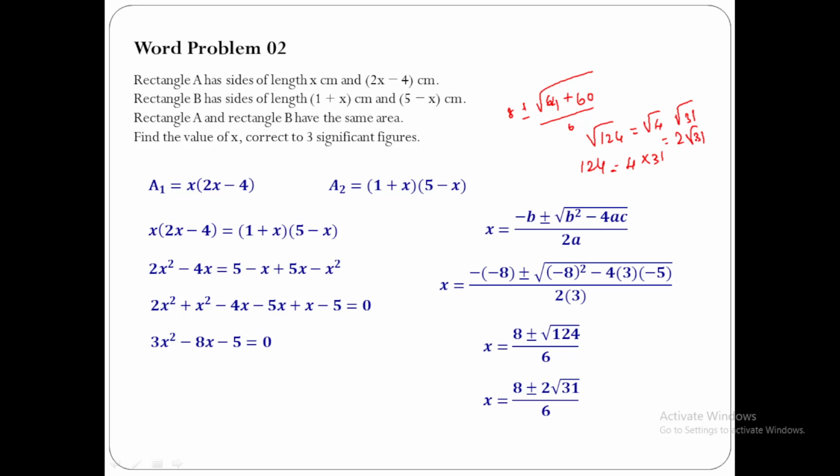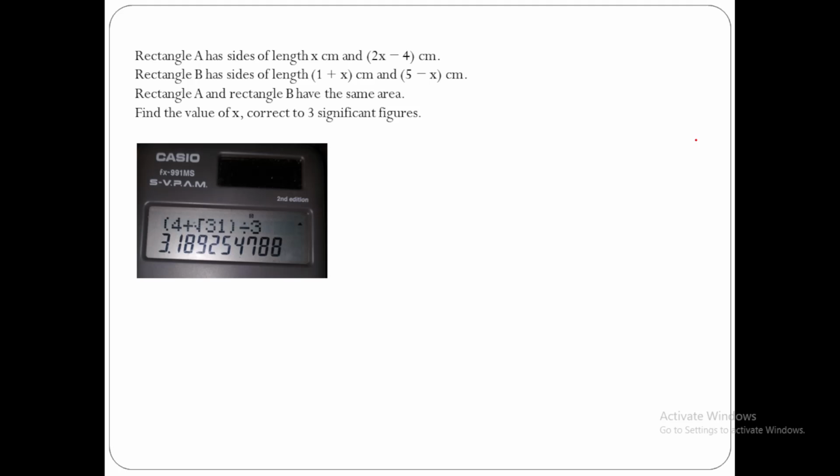Then the root of 31 is somewhat tedious to calculate. So we can use the calculator and type 4 plus root of 31, divided by 3, because in 8 there is a 2 and in 2 root 31 there is a 2. When we take 2 common, it is cancelled with the denominator 6 and we get it simplified as 4 plus root of 31 by 3. The value is 3.19, which is correct to 3 significant figures.